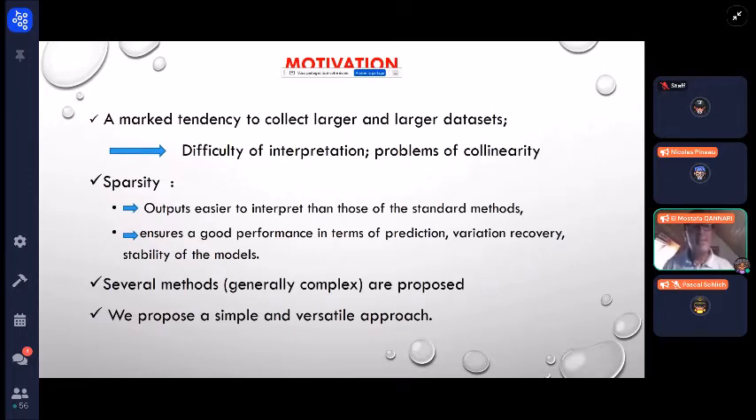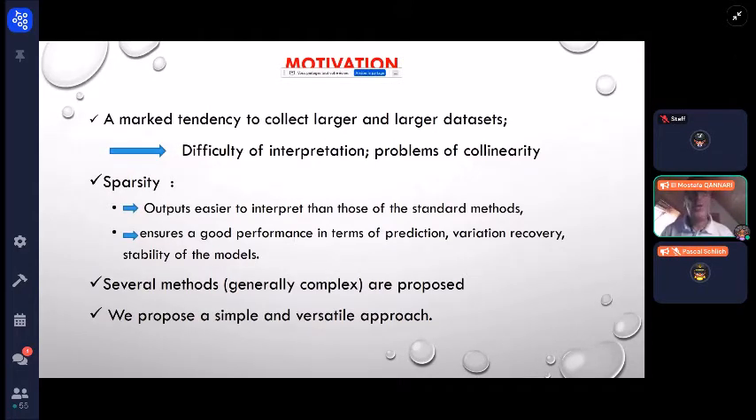Well, there is a market tendency, as you all know, to collect together larger and larger data sets. And this results in a very high difficulty of interpretation of the outcomes of the analysis that you may run to analyze the data. And of course, you have this problem of collinearity, which means that the redundancy of data can be harmful for some models such as regression, for instance. Anyway, sparsity is very useful because it yields outputs that are easier to interpret than standard methods. And it also ensures a good performance in terms of variable recovery, prediction, and stability of the models.